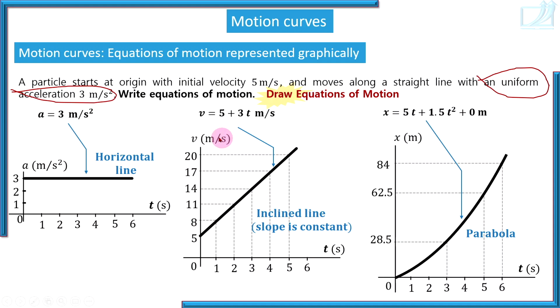Now the important thing is, when we know that we can solve uniform acceleration problems using these equations, acceleration constant, v is equal to u plus at, x is equal to ut plus half at squared, then why should we study motion curves? This is important. Listen to me. In different time intervals, its motion is governed by different equations of motion. Then we should prefer the motion curves approach to solve the problem.